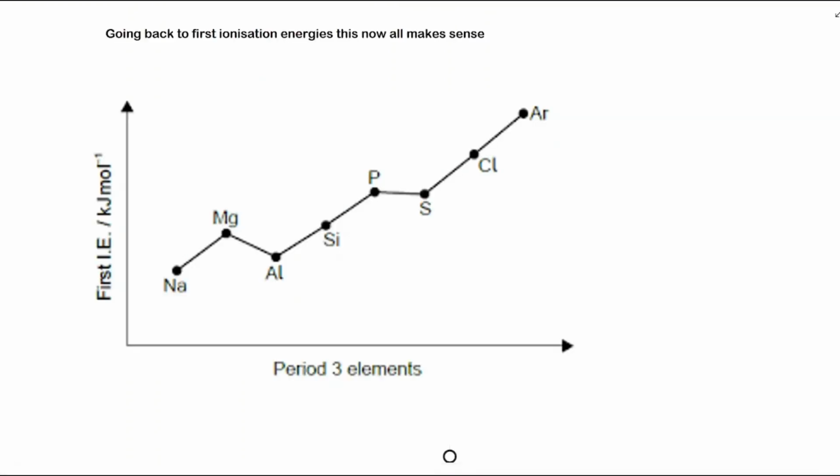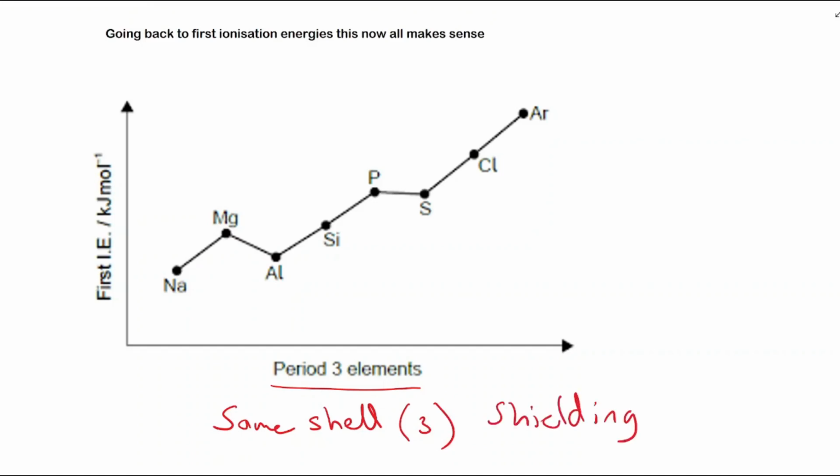So if we put all this together, what does this tell us? Well, let's go back to this graph of the first ionization energies of period 3 elements. Now, period 3 has the same number of shells across the whole period. They will have 3 shells, or 3 energy levels. So that means our shielding is not a factor. Our shielding has stayed the same. So we're not going to talk about shielding when we're trying to explain these dips that occur in the line.